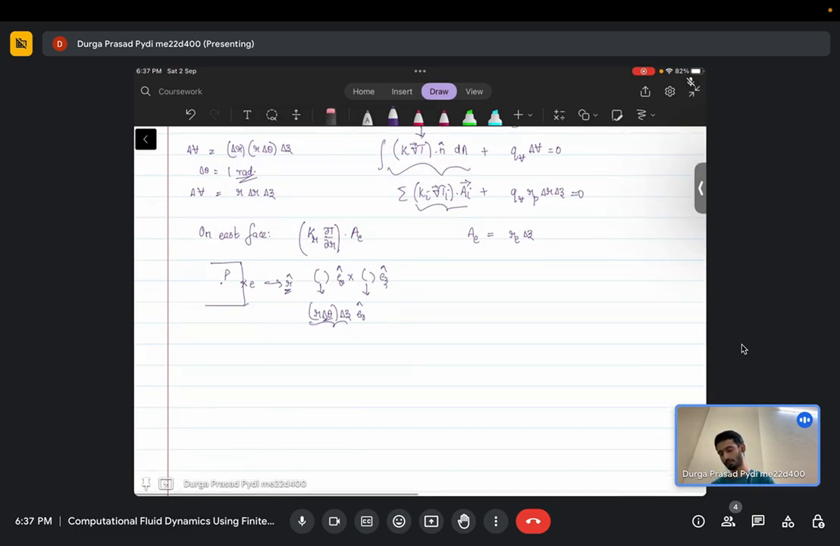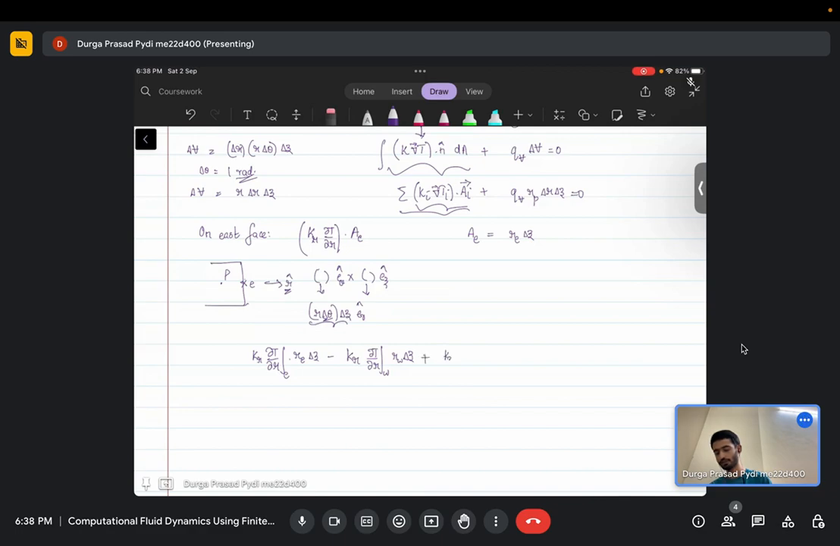So now the remaining will be similar. If I just expand these terms, this sigma over here, on the east face it will be kr times del t del r on the east face times A, which is r e times delta z. On the west face you have del t del r on the west face. Instead of r e, now you have r w.